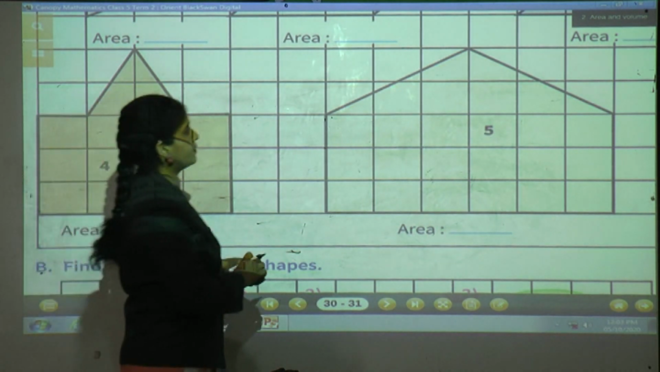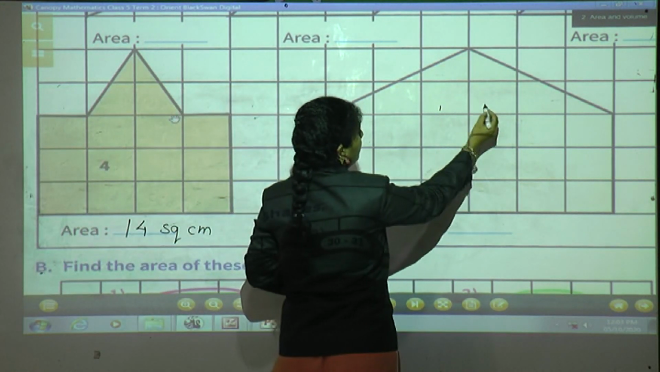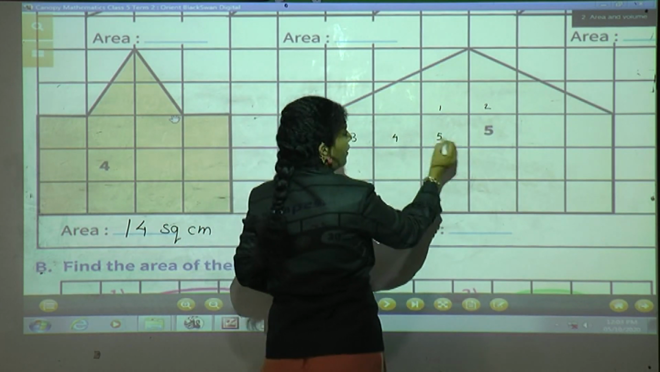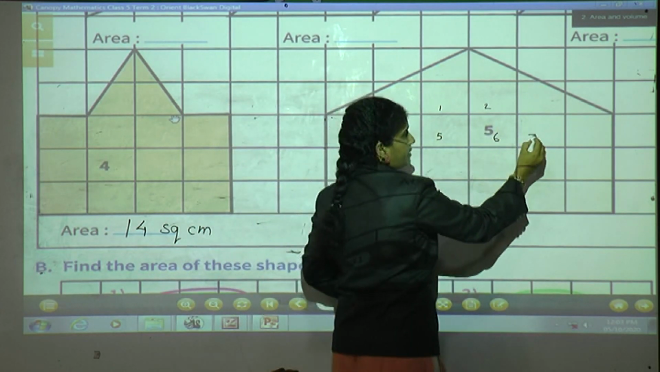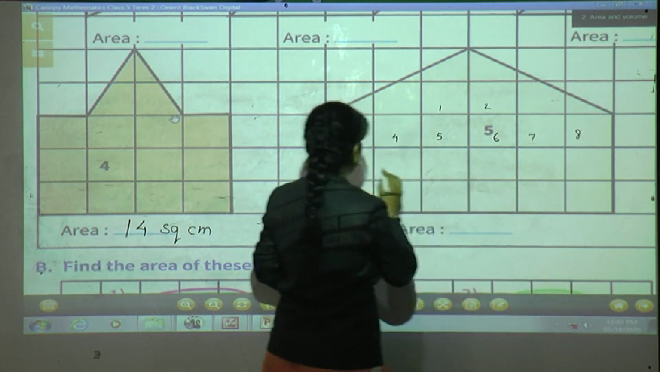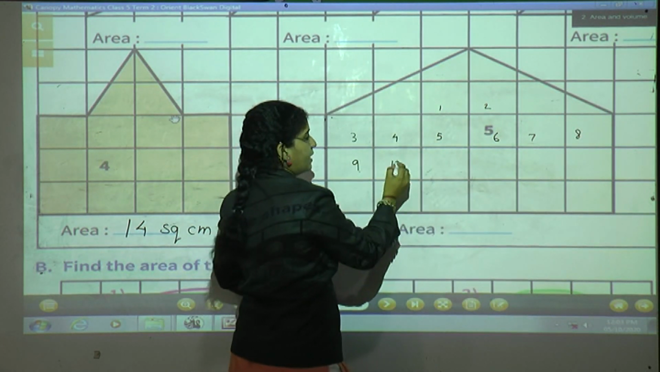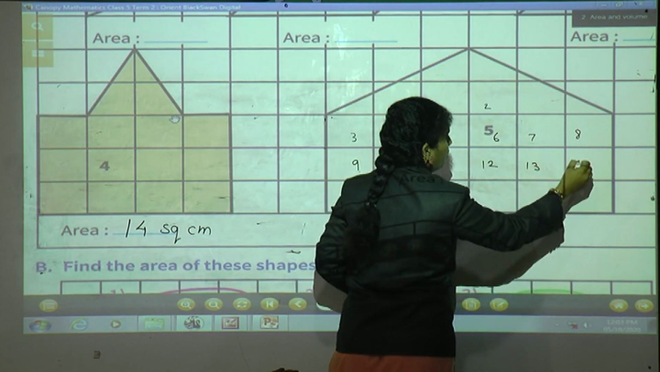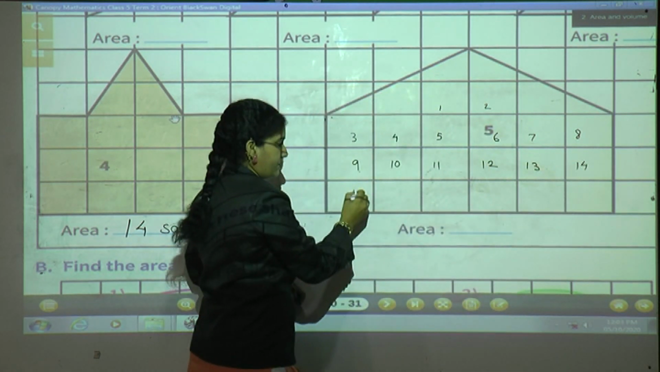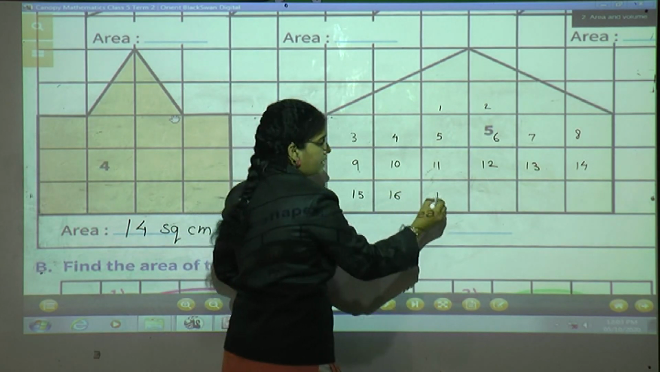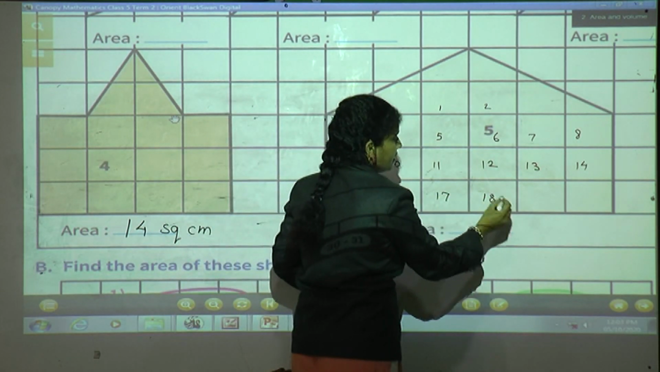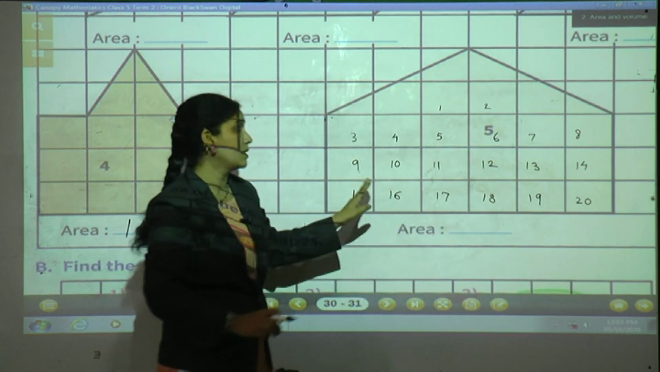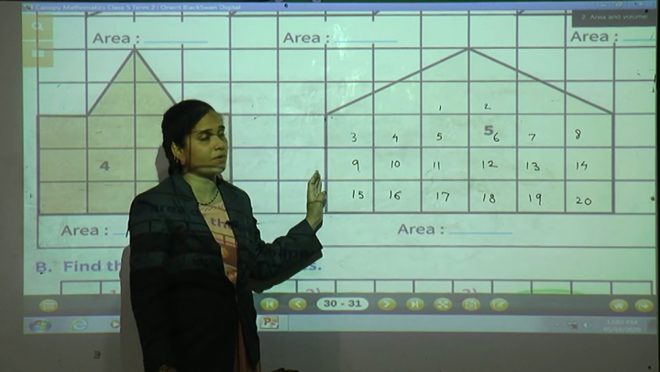Count full squares first. 1, 2, 3, 4, 5, 6, 7, 8, 9, 10, 11, 12, 13, 14, 15, 16, 17, 18, 19 and 20. Yes, students, here are 20 full squares.